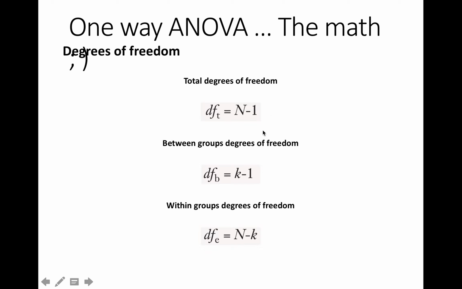Here is how you get those degrees of freedom. Total degrees of freedom is sample size n minus 1. The between groups degrees of freedom is only the number of groups minus 1. Remember, because we are treating each group as an individual score, if we had 4 groups, it will be 4 minus 1. Our degrees of freedom of between groups will be 3. And the degrees of freedom of our within groups will be the total sample size minus our number of groups. Okay? Super easy.